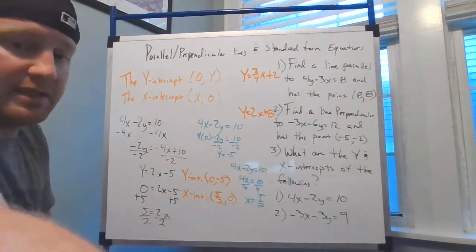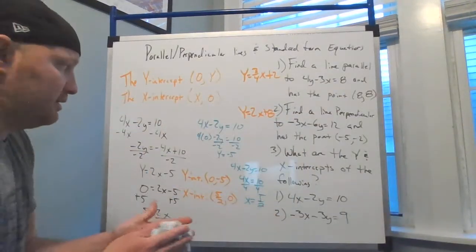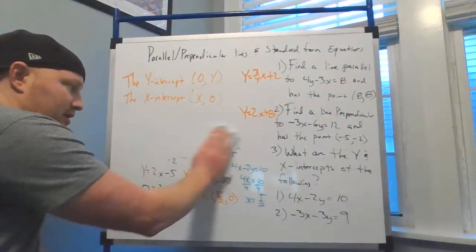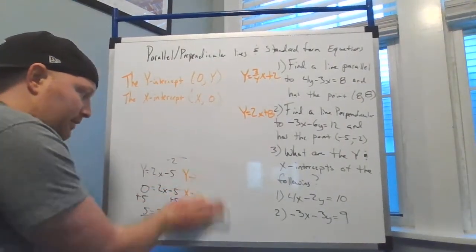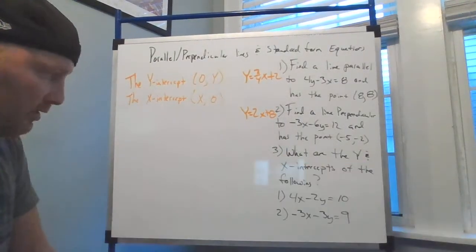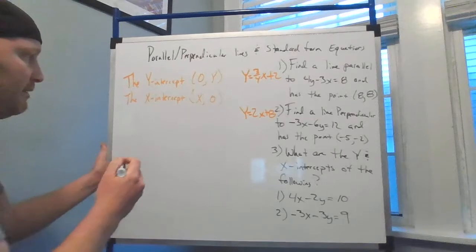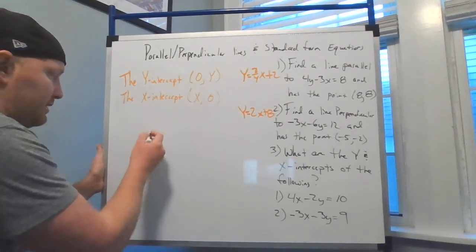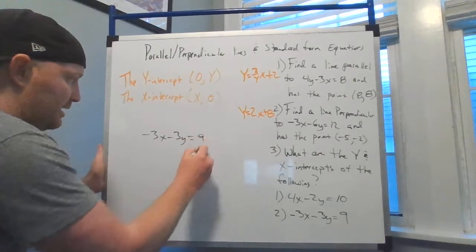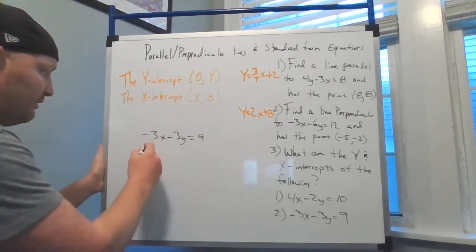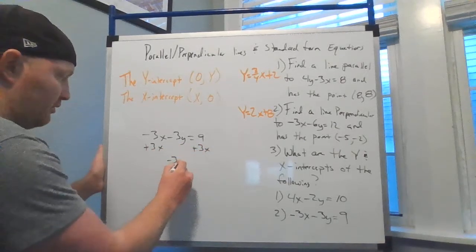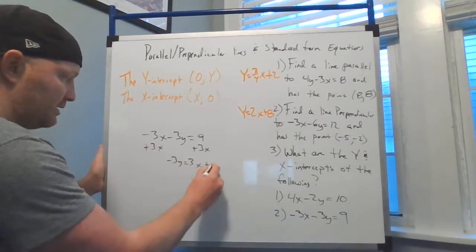So the last but not least is this one right here. And you guys can solve it any way you want. I'm going to solve it using slope-intercept, just because I want you guys to get really good at converting standard form to slope-intercept form. So if I'm doing negative 3x minus 3y equals 9, I'm going to change this into slope-intercept form. I'm going to add 3x to both sides, and I get negative 3y equals 3x plus 9.